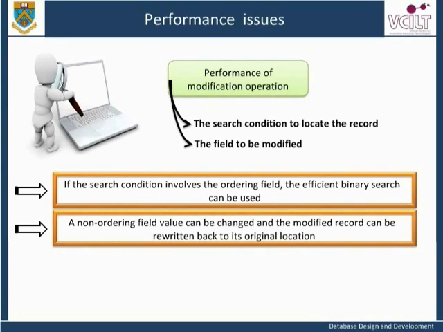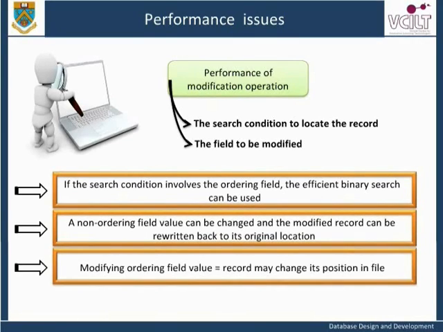A non-ordering field value can be changed, and the modified record can be rewritten back to its original location assuming fixed-length records. Modifying the ordering field value means that the record may change its position in the file, which requires the deletion of the old record followed by the insertion of the modified one as a new record.